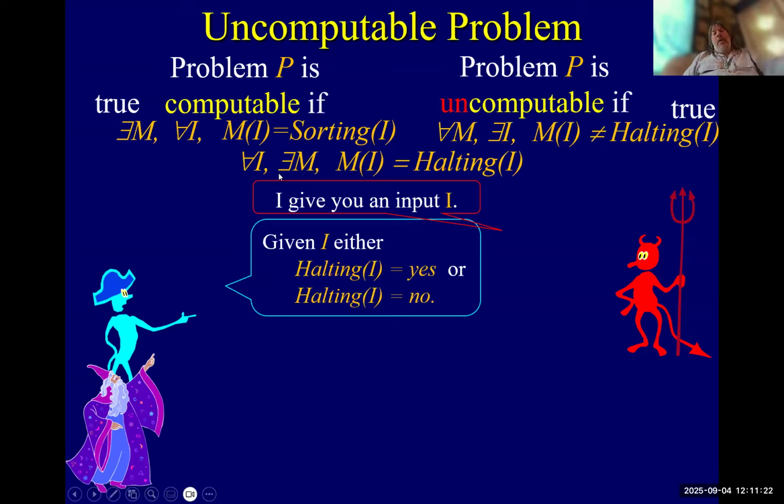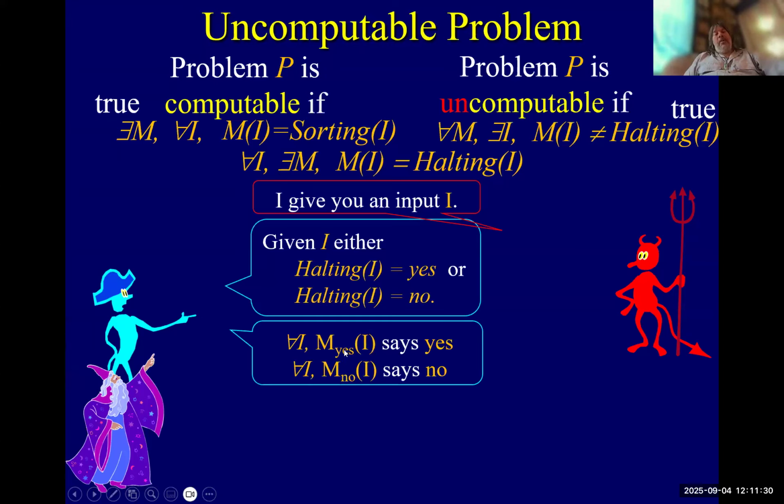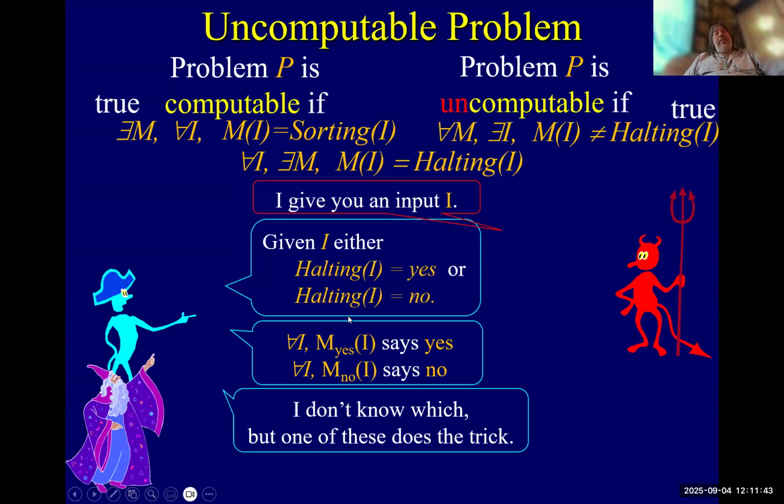So now, what is my goal? Knowing the input, I have to come up with an algorithm. Well, I'm going to come up with two algorithms. My first algorithm, called yes, on every input says yes. And no, on every input says no, right? Now, I don't know which of these algorithms gives the right answer on this input. But I know no matter what the input is, there exists an algorithm, one of these two algorithms, that happens to give the right answer. I just don't know which. Does that make sense?